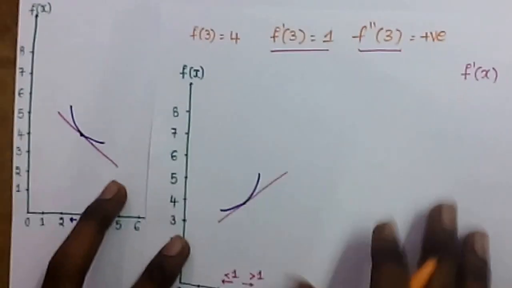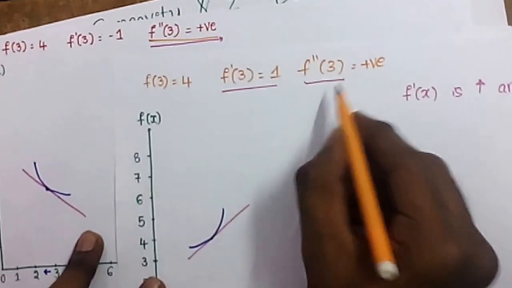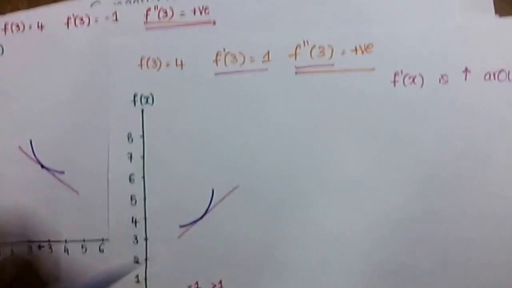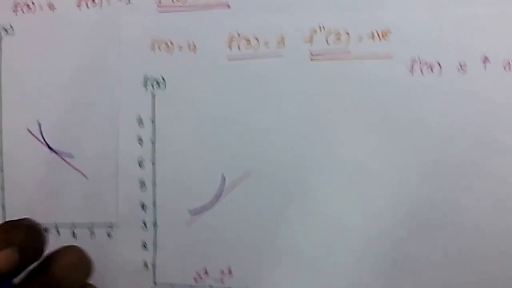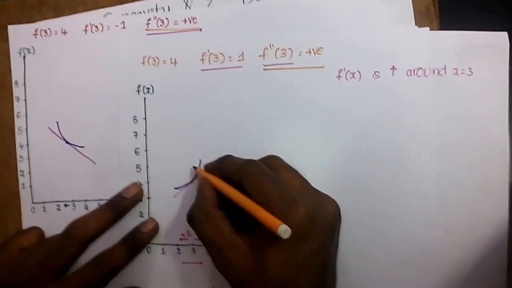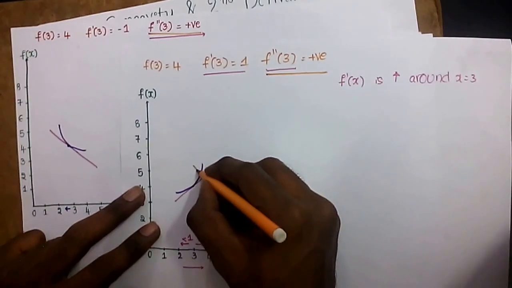If you take a look at the previous example and this one, where f prime of 3 is positive in one and negative in the other, and f double prime of 3 is positive in both, we can draw some conclusions here. In both the cases, the graph of the function is above the tangent line.